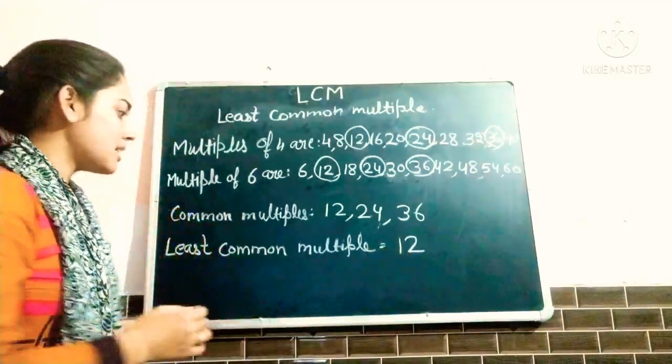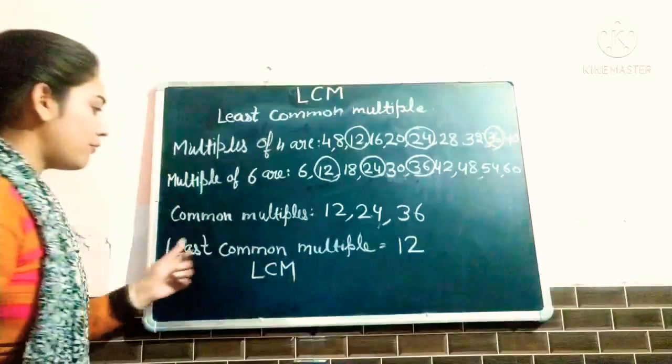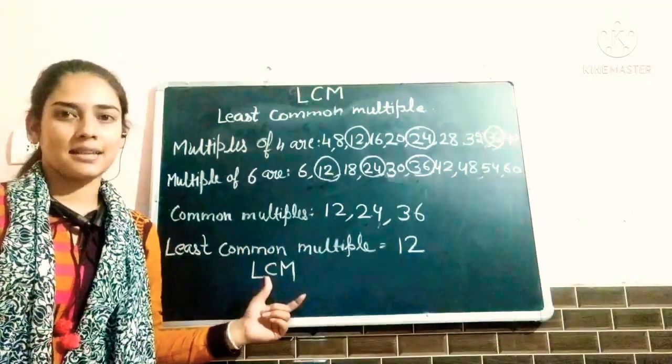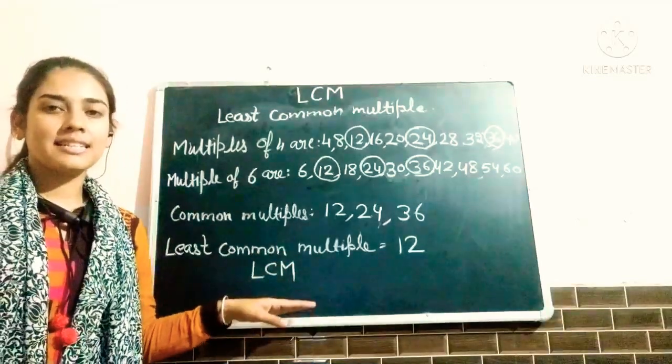And you can write it as LCM. The short form of least common multiple is LCM. You can write LCM is equal to 12. So this is the least common multiple.